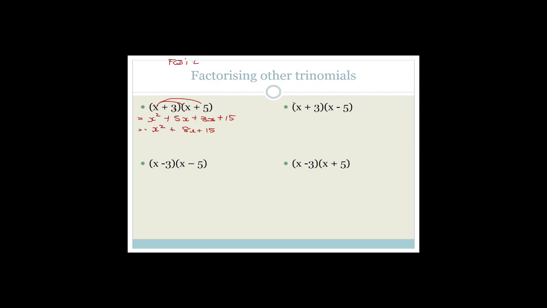Let's try this one. Okay, yeah, we've got x plus 3, but then we've also got x minus 5. So again, we're going to apply the FOIL. We're going to go x times x is x squared.